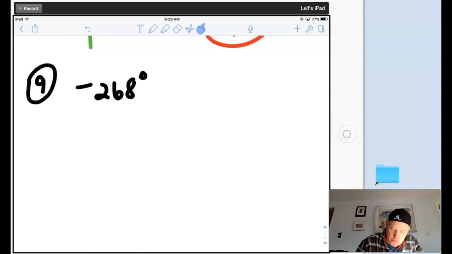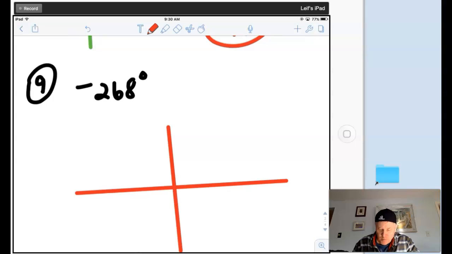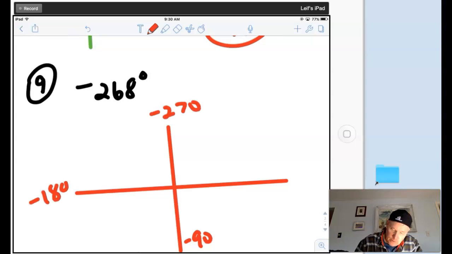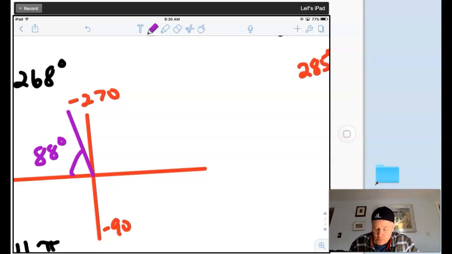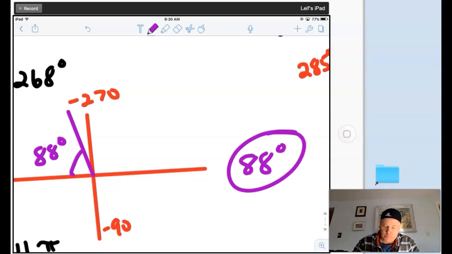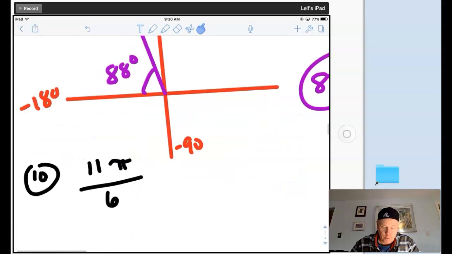Next one, negative 268. So going in the negative direction this time. So here is negative 90. Here's negative 180. Here's negative 270, which means it's up there almost at the 270, but 2 degrees short, right? Which means my reference angle is always to the x-axis, which means if I subtract those, that was 2 degrees, which means this one's 88 degrees. And remember, reference angles are always positive, okay? So my reference angle is 88 degrees, even though some of those are negative, okay?